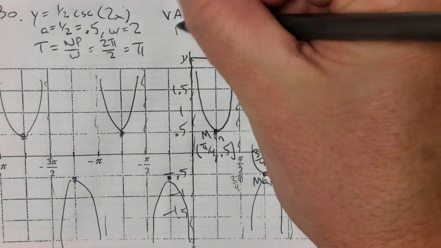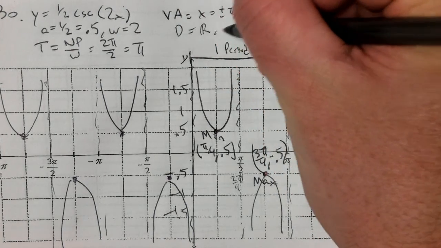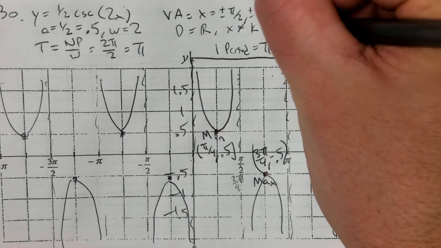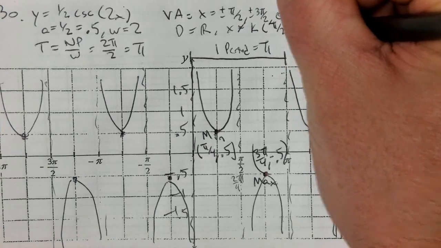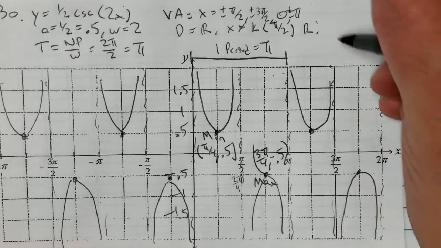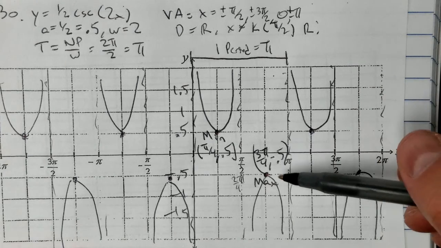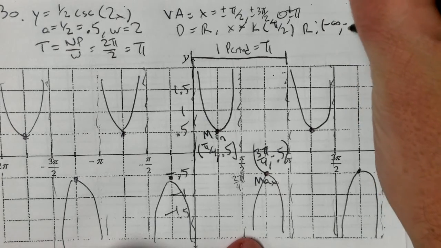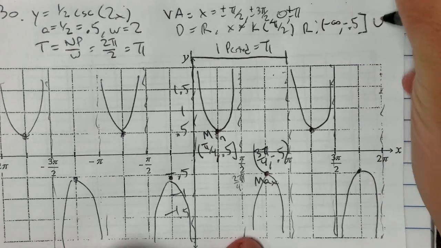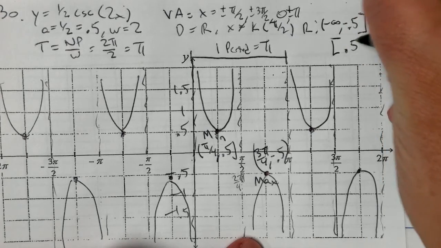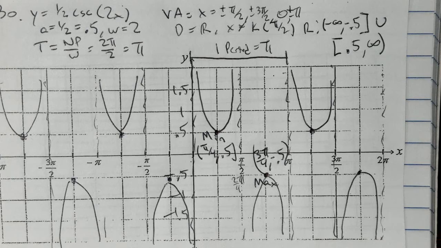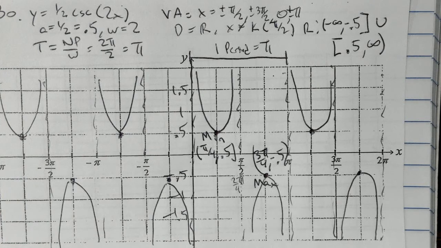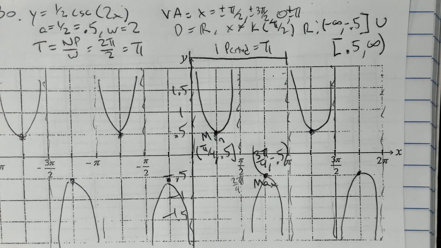Okay, so the domain is all reals, x not equal to k pi halves, so k times pi halves, and then your range would be anything up to negative 0.5. So we have negative infinity, negative 0.5, bracket, union, bracket 0.5 infinity. So again, make sure you have all this other writing with it, especially the domain and range.